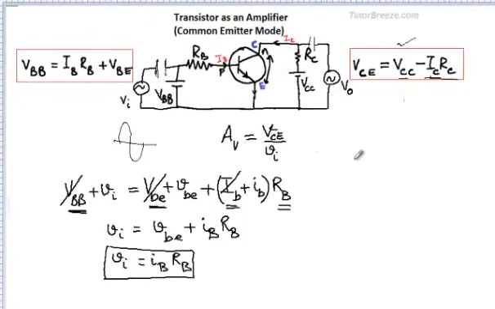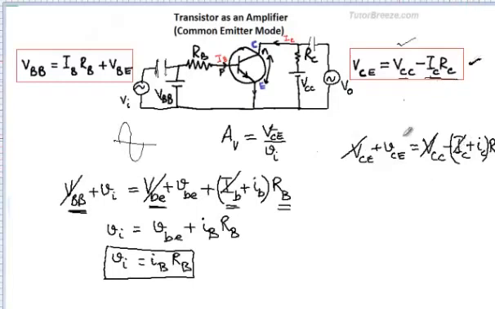Similarly, writing an expression on the output side, we have VCE plus the small variation in collector emitter voltage vce equal to VCC minus IC plus ic, the variation, times RC. If you noticed, we haven't written any variation for VCC because this biasing voltage is kept constant. Once again, VCE is equal to VCC minus IC RC. We use this expression to cancel out these terms, and that leaves us with vce, the output voltage, equal to minus ic times RC.